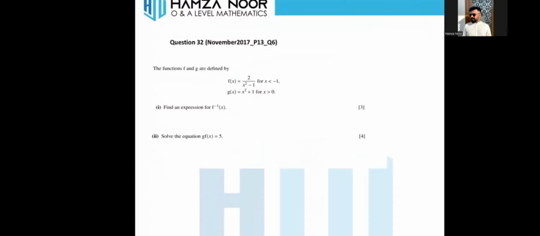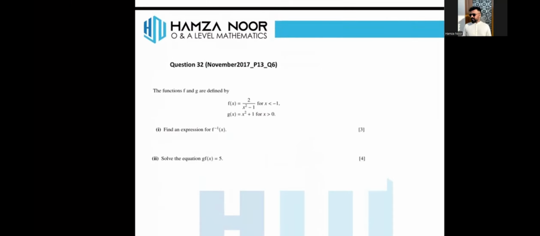3, question number 6. The question says that the functions f and g are defined by f(x) is equal to 2 divided by x squared minus 1 for the domain x is less than minus 1, and g(x) is equal to x squared plus 1 for the domain x is greater than 0. In part 1, we need to find an expression for f inverse x. So we need to find the f inverse x function.